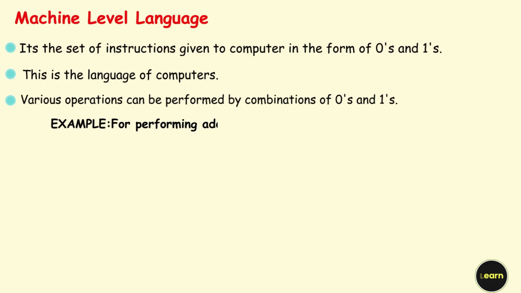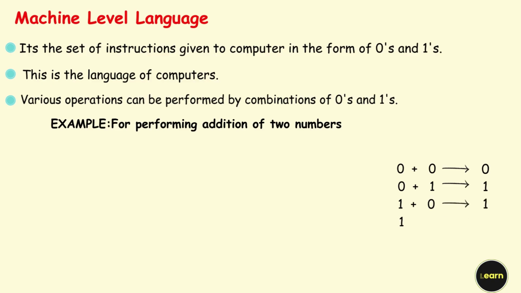Example. For performing addition of two numbers. 0 plus 0 gives 0. 0 plus 1 gives 1. 1 plus 0 gives 1. 1 plus 1 gives 2, which will be written as 10 in the form of binary.